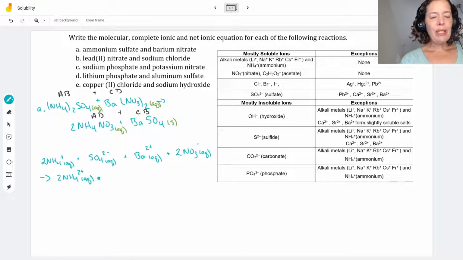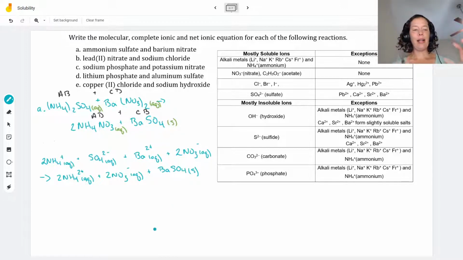Yes, ammonium is aqueous, and now I still have 2 nitrates. They are aqueous. And finally, my barium sulfate is not aqueous. It is a solid, so it remains like this. So here is my complete ionic equation.